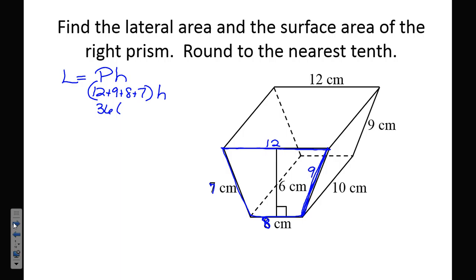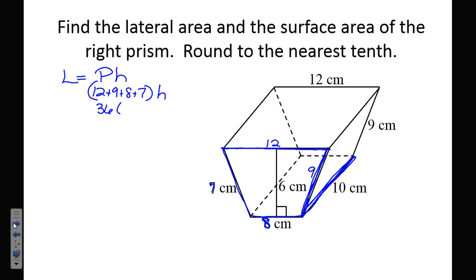I would write it down. It will help you keep track of it. What's the height of my prism? Be careful. What's the height of my prism? The height of my prism, not the height of my trapezoid. The height of the prism is the one that connects the two bases.